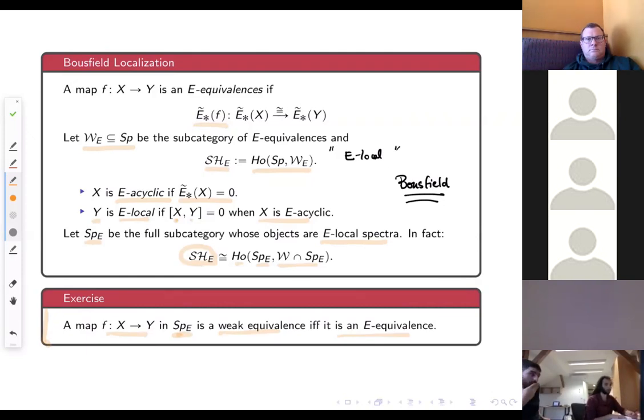Okay. Yes. How much should we be reading into the word local? Is this purely in an algebraic sense, or is there also some topological interpretation of locality here?